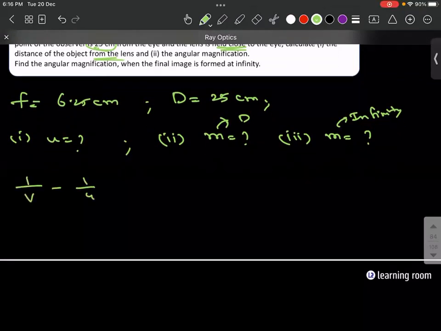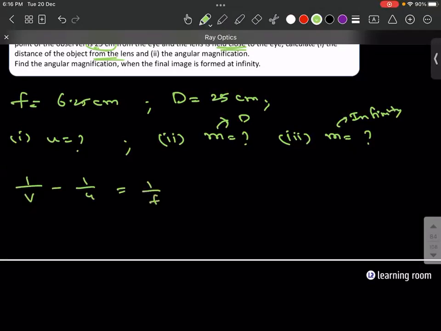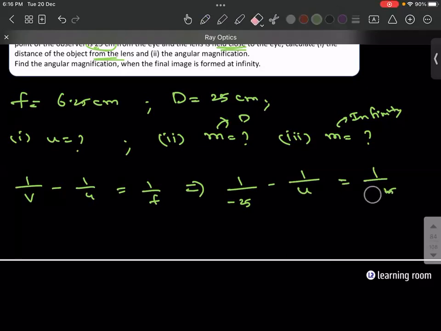1 by v minus 1 by u is equal to 1 divided by f, which implies 1 divided by minus 25. Here, if you observe, I am applying sign convention in the lens formula, but I am not applying the sign convention in the magnification formula. Okay, so minus 1 by 25 minus 1 divided by u is equal to 1 divided by 6.25.